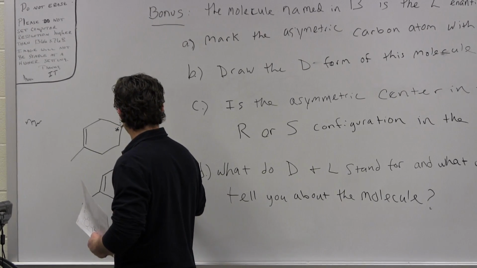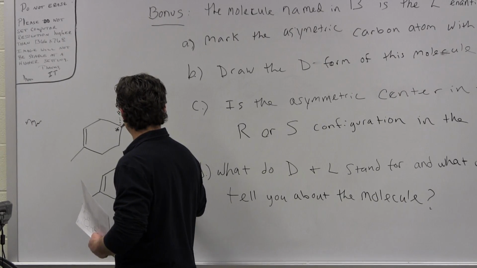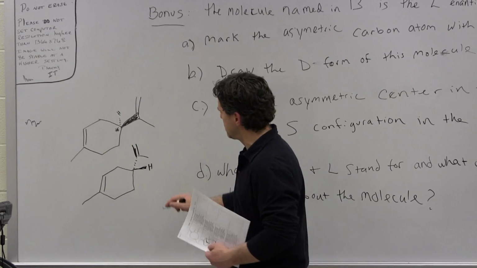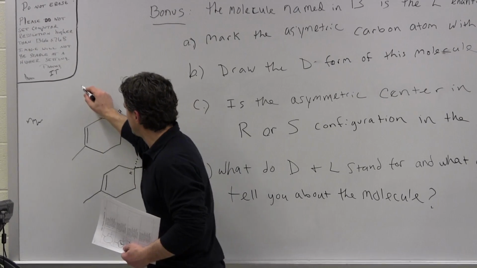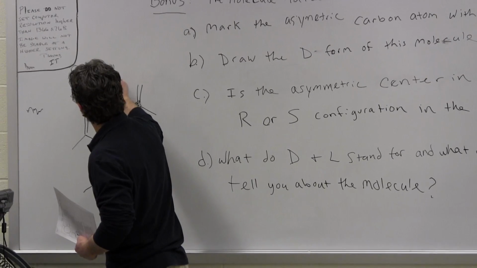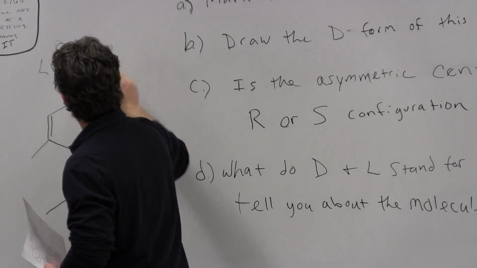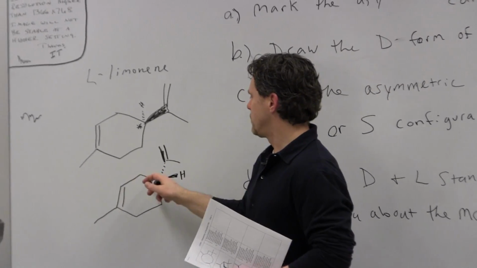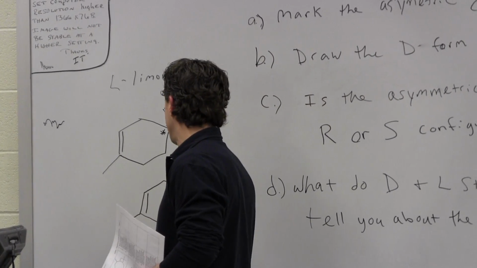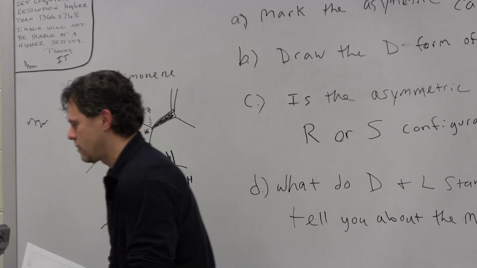So then you've got your H here now. So the H is now coming out. So this is L, and the molecule was L-limonene in 13. So the mirror image of that would be D, this is D-limonene. Move this all the way.